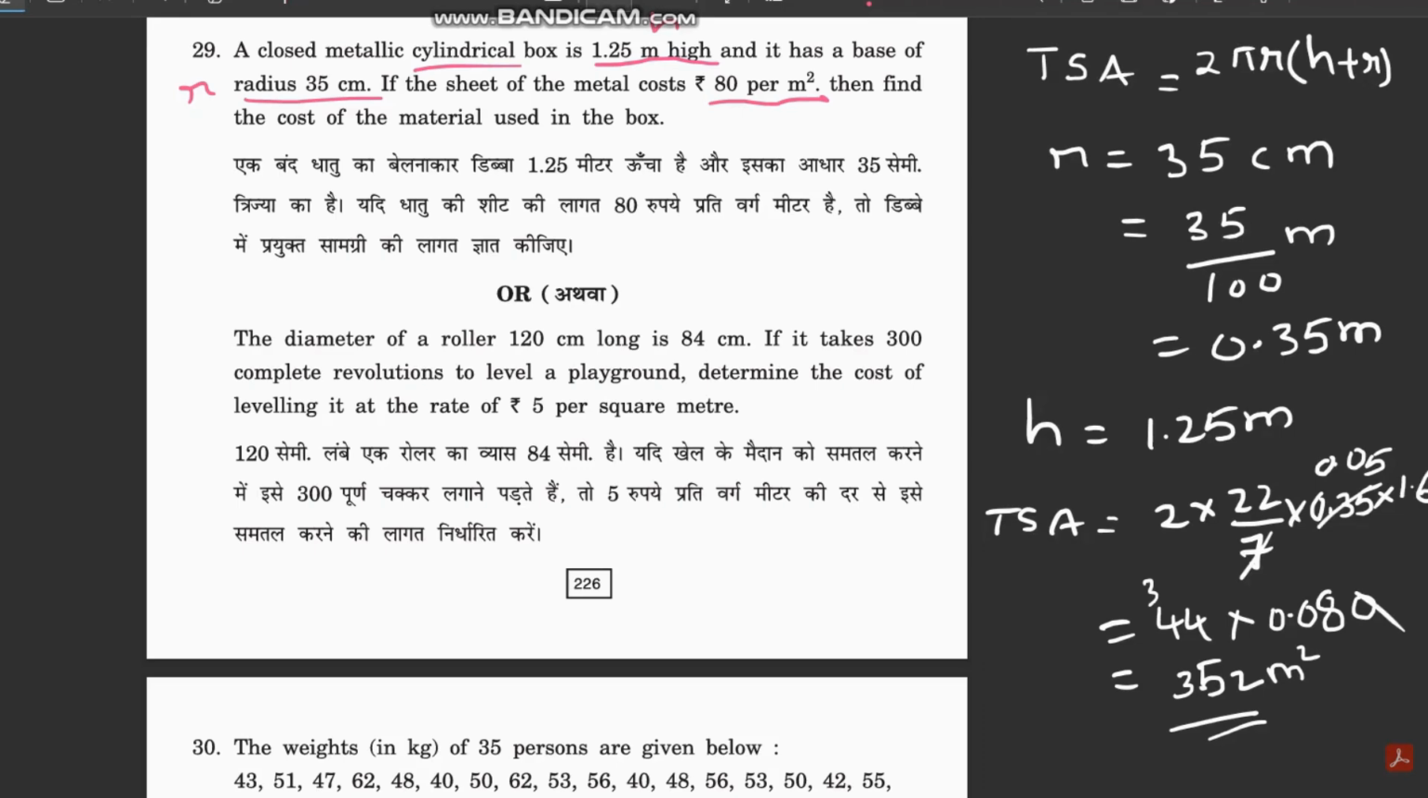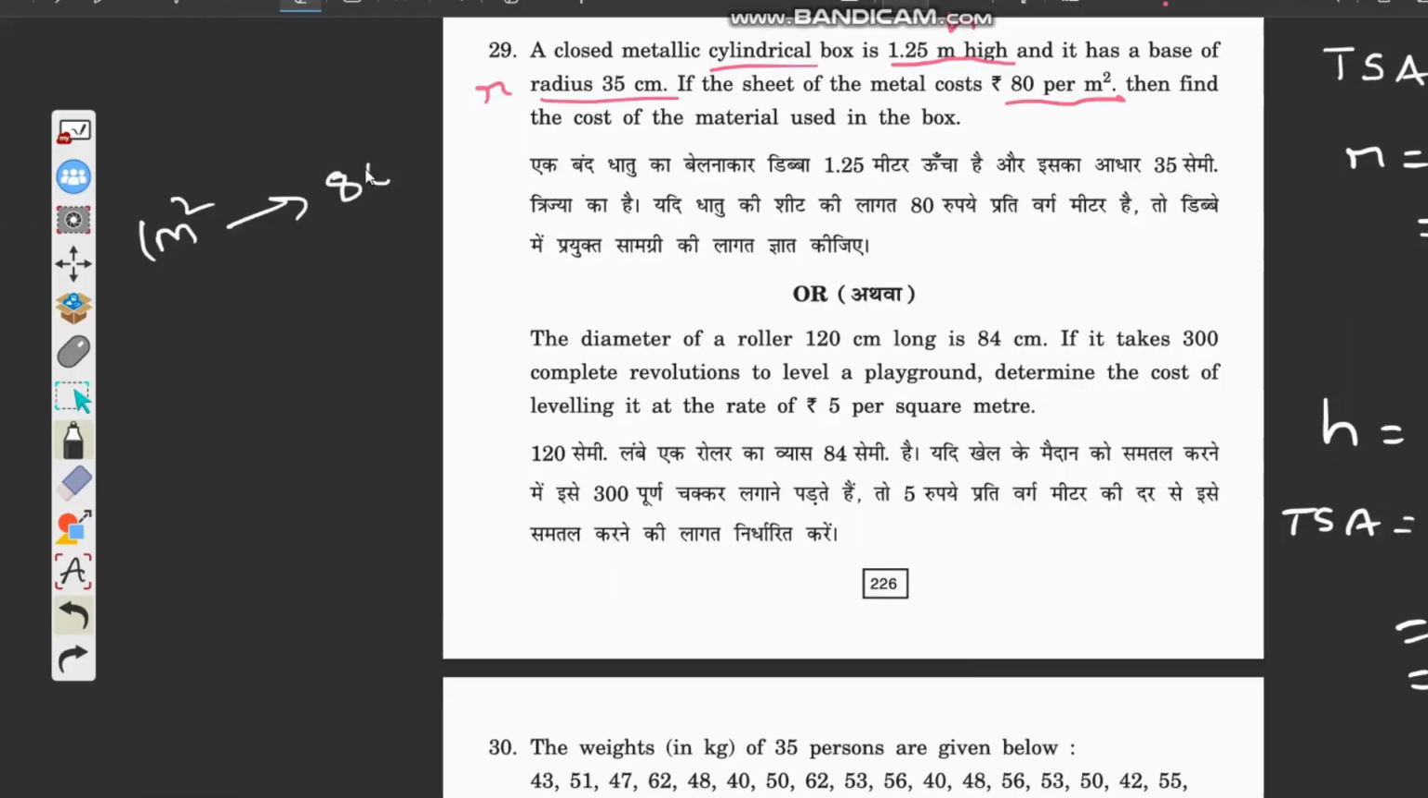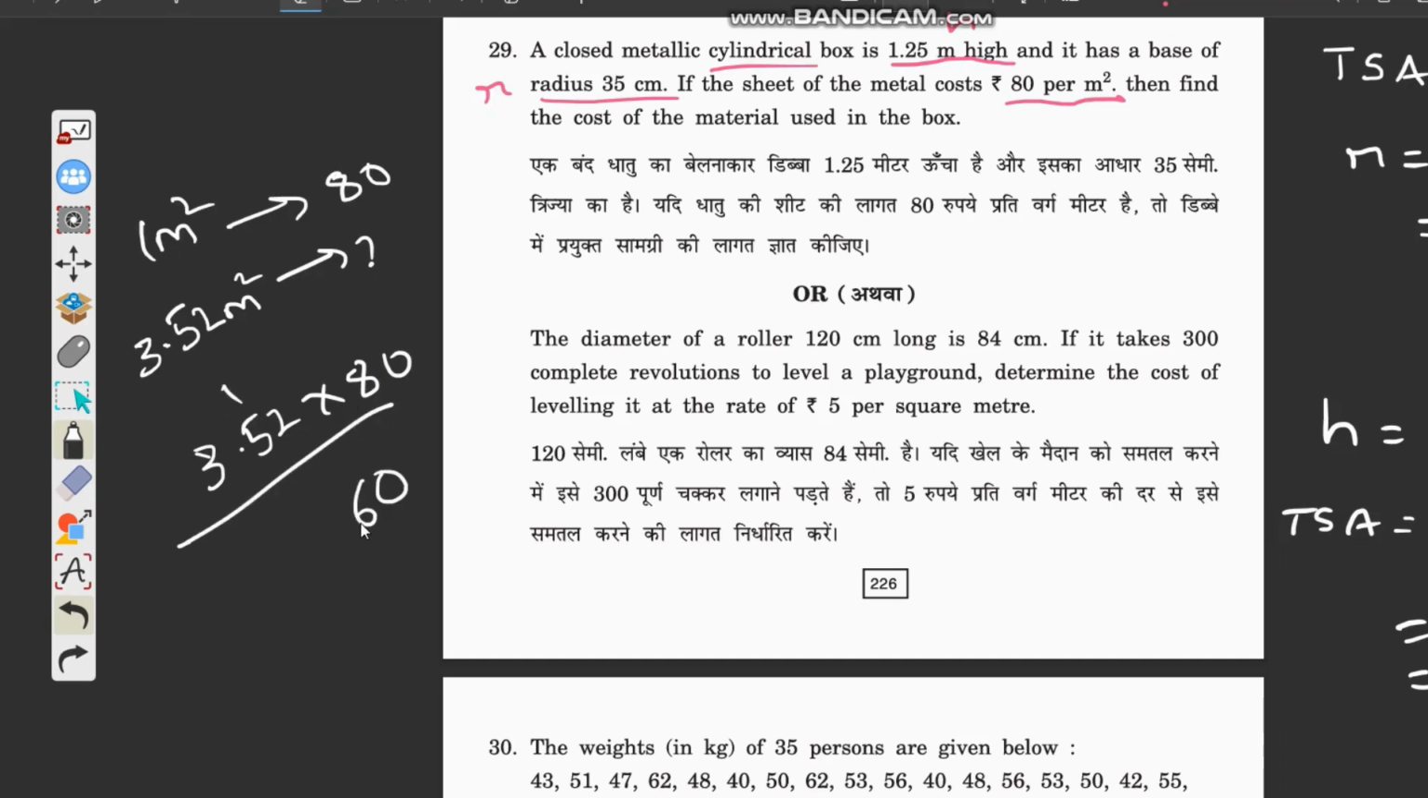In the question it is given that the cost of the metal sheet for 1 meter square is 80 rupees. Here how many meter square are we having? 3.52 meter square. For this we need to multiply 3.52 into 80. That is 0, 8 2s are 16, 8 5s are 40, 8 3s are 24, 28. 2 decimals, so 281 rupees 60 paise is the answer.